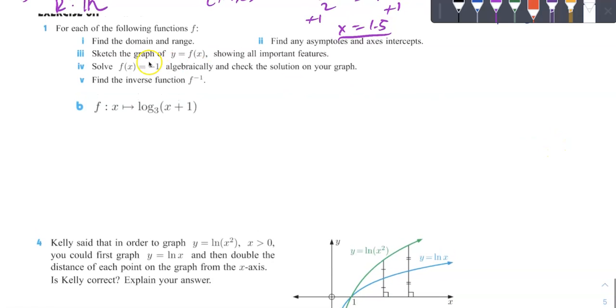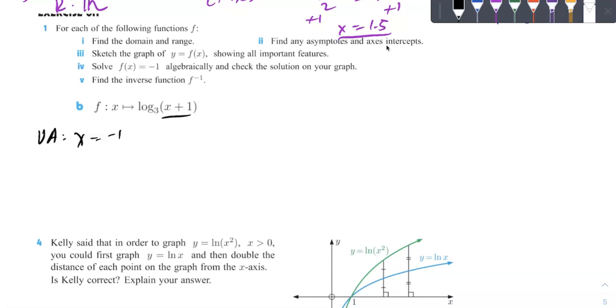Next one. For each of the following functions, find the domain and range, find the asymptote. So we're just going to graph this. Okay, so again, I always like to do domain and range after I graph it. So let's find any asymptotes and axis intercepts. So my vertical asymptote on this one, inside opposite, x equals -1.